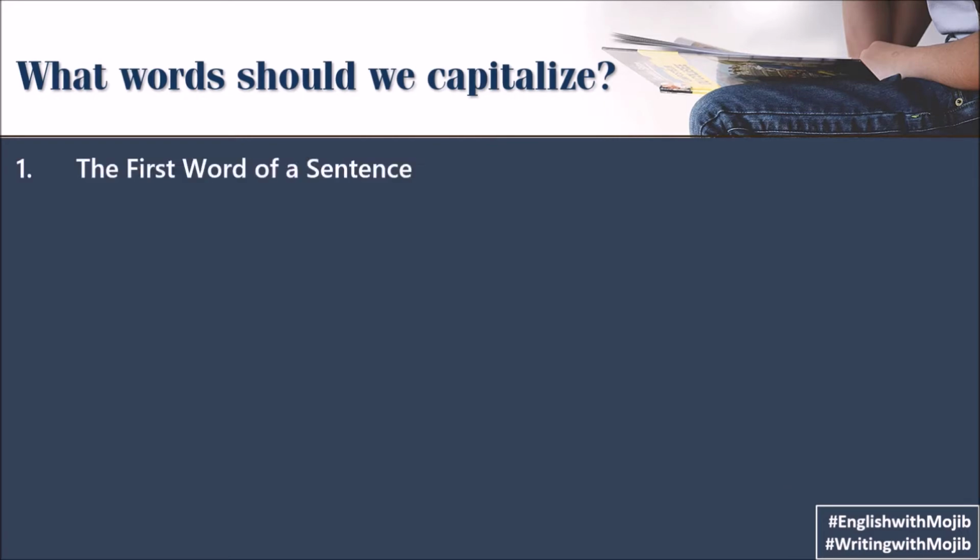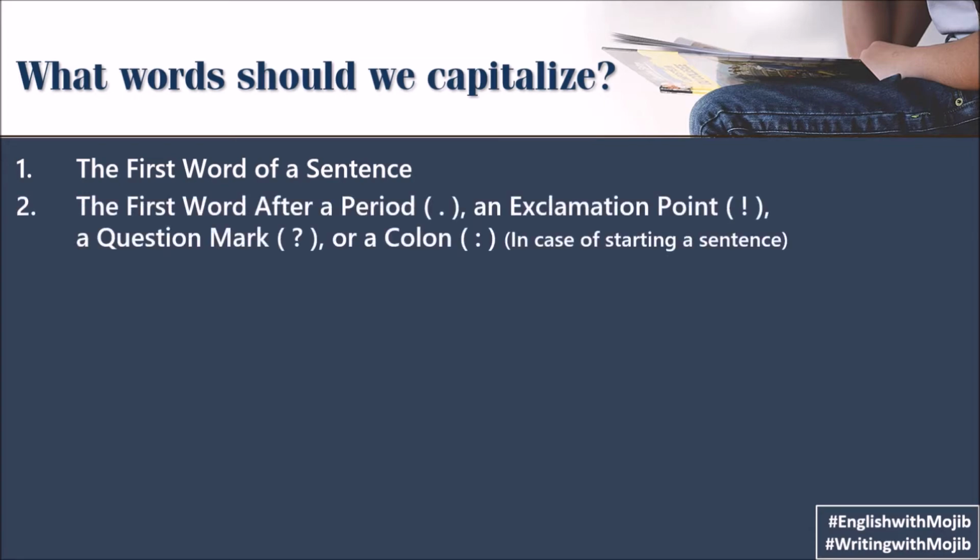Number one, the first word of a sentence. The first word of a sentence is always capital. Number two, the first word after a period, an exclamation point, a question mark, or a colon in case of starting a sentence. So, after a period, after an exclamation point, and after a question mark, we have a new sentence.